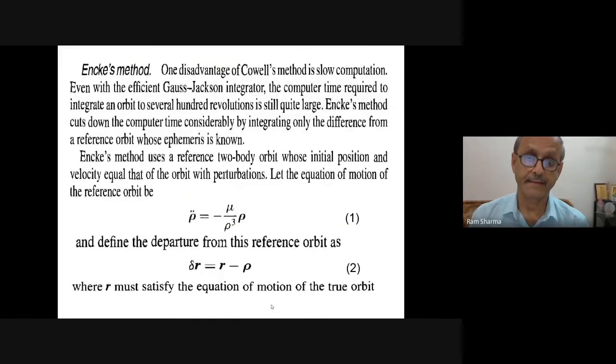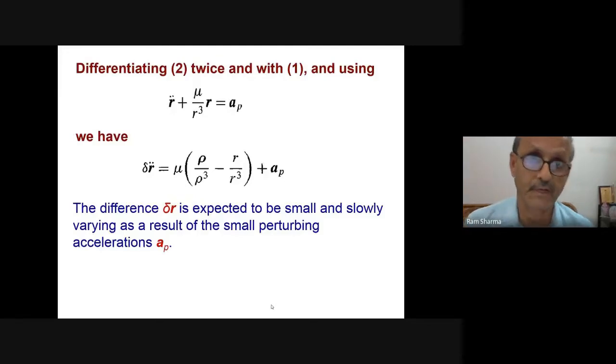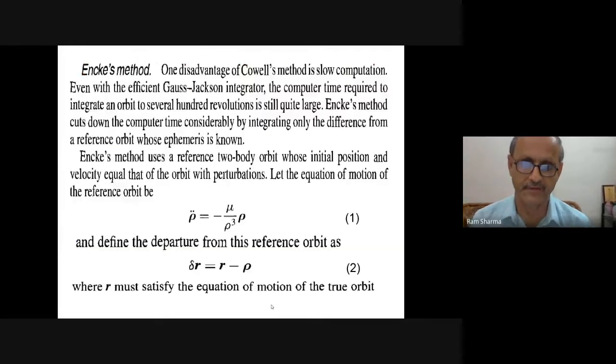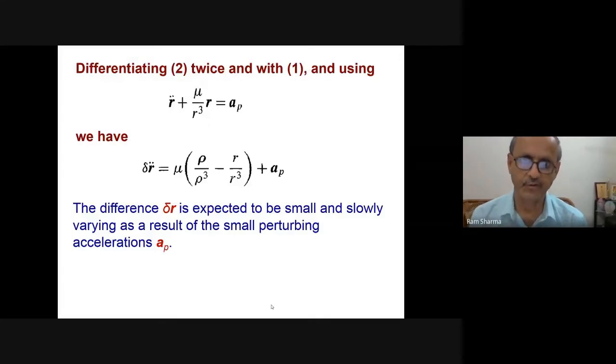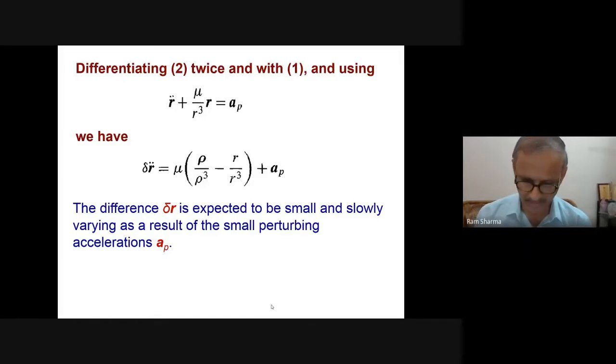So when you write the perturbed equation, you can write R double dot plus mu by R cube times R, and you find delta R. Delta R is equal to R minus rho; you differentiate it two times. So delta R double dot is equal to R double dot minus rho double dot. Rho double dot is given by equation 1, and R double dot is given by the next equation, and you substitute them. Then you get delta R. This difference, periodically you substitute. After some time, a new one will come, and so on. And that's how the orbit was calculated.